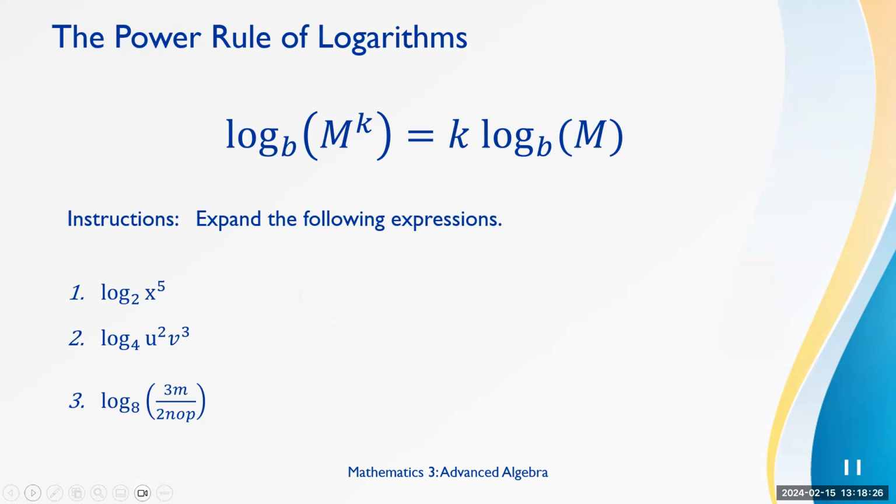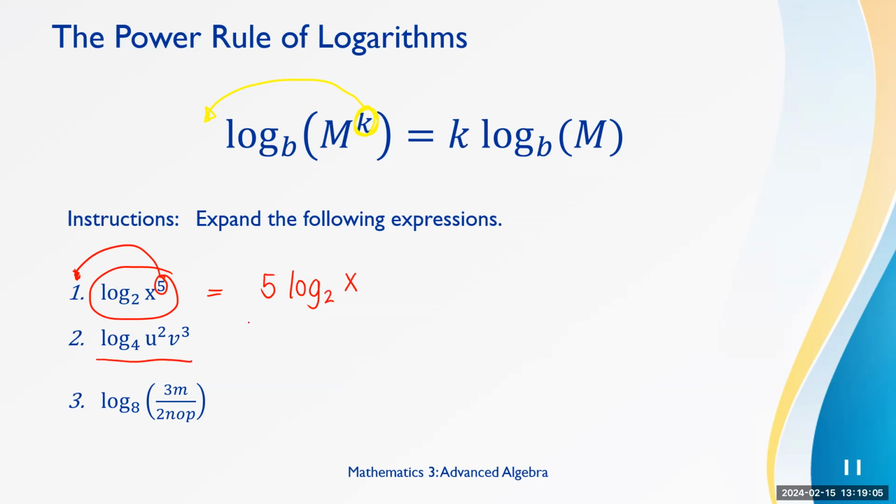So that is our power rule. If you have log base b of m raised to k, you can transfer k outside of the argument such that it becomes k times log base b of m. Okay? So applying the power rule dito sa mga examples natin. So evaluate or expand log base 2 of x raised to 5. So again, the exponent here is 5. We can transfer that here outside. So this is equal to 5 log base 2 of x.